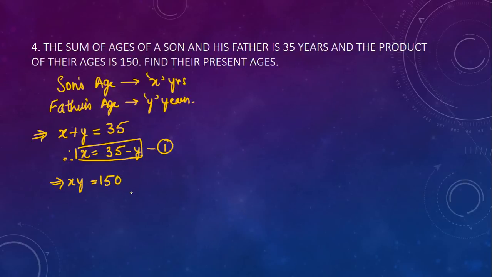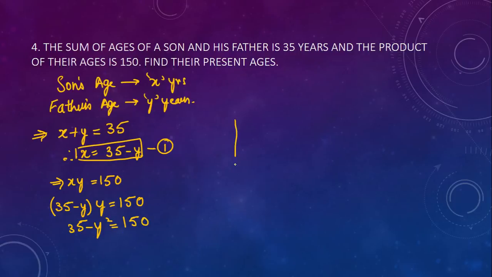We need to find their present ages. Now we've been given this condition. So what do we do with it? Substitute the value of x in terms of y, which we found in 1. So you get 35 minus y into y is equal to 150. So you get 35y minus y square is equal to 150. Now transpose everything to right hand side, right?